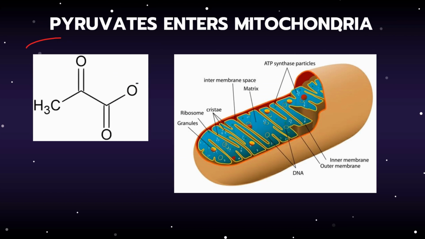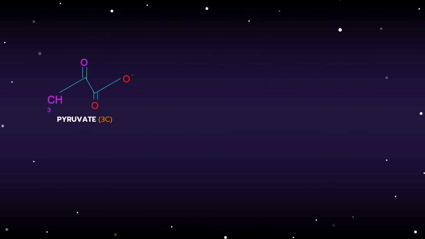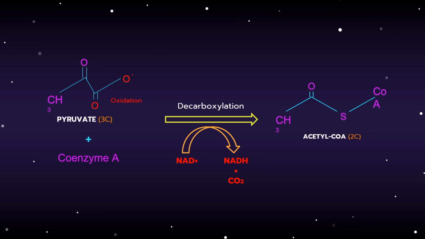This activity begins with the pyruvate molecules that were generated in the cytoplasm during glycolysis. This pyruvate will enter the mitochondrial matrix to find coenzyme A. Once pyruvate enters mitochondria, it will undergo decarboxylation, in which oxidation occurs in the presence of NAD+, and then it will attach to coenzyme A, generating NADH and CO2 in the process. It will later produce acetyl-CoA, which is a two-carbon compound. Now we are entering the Krebs cycle.